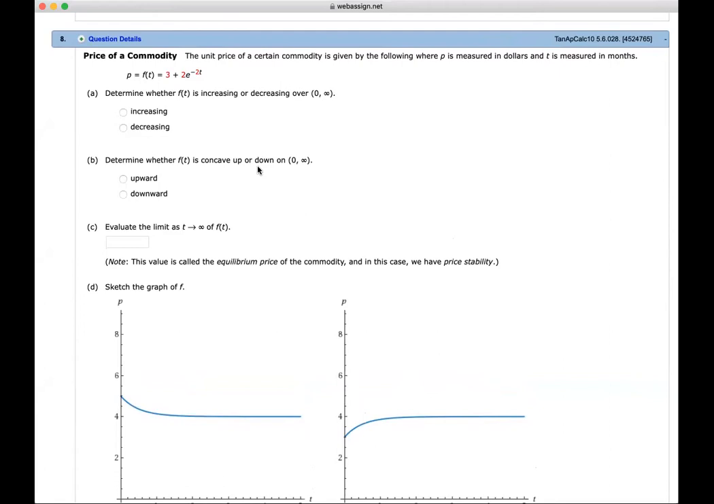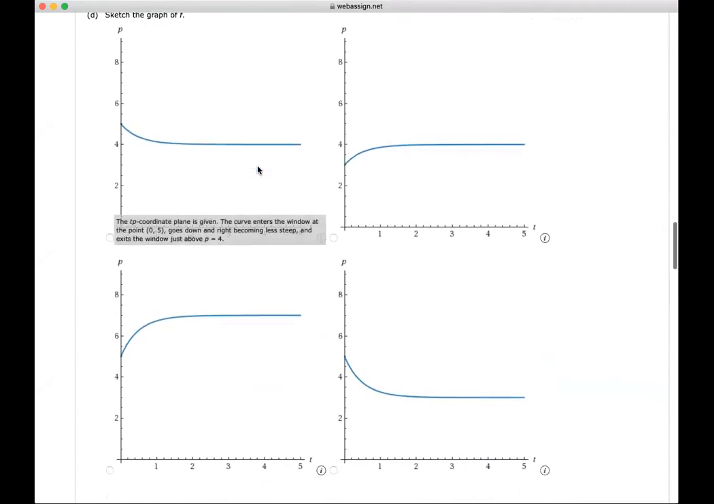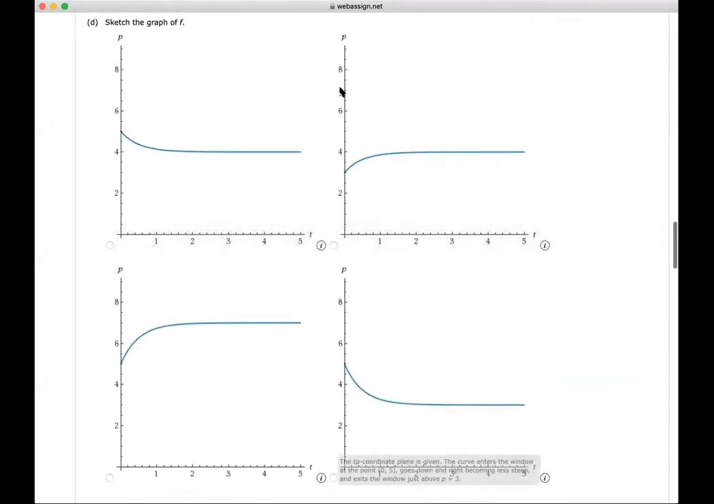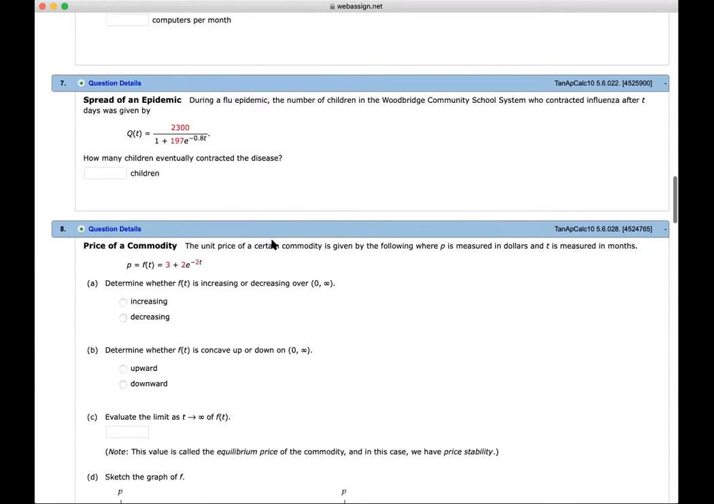Part A asks us about increasing or decreasing behavior. Part B about concavity. Part C about the limit of our function as t approaches infinity. And part D, asking us to sketch the graph, or at least to identify from 4 options what the graph of this function might look like.